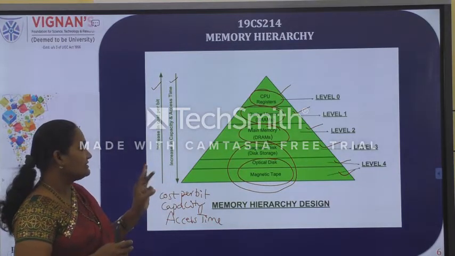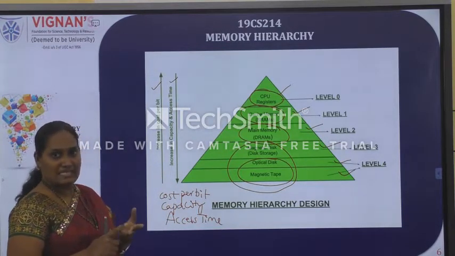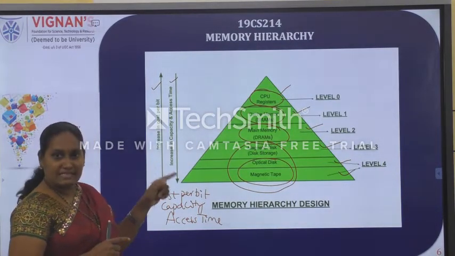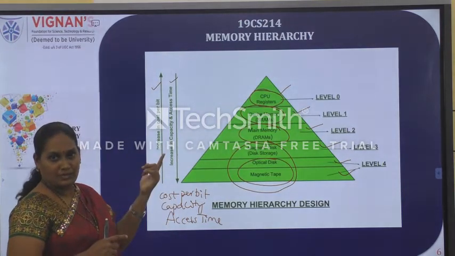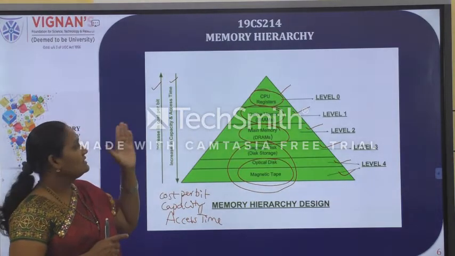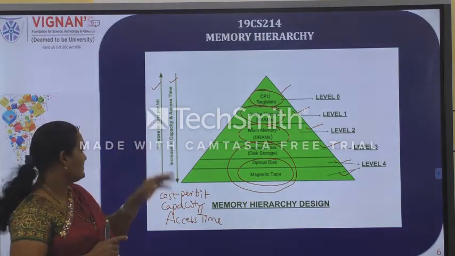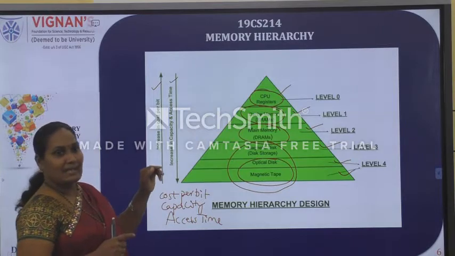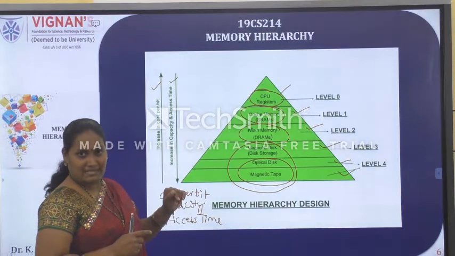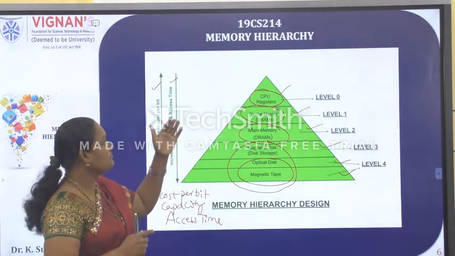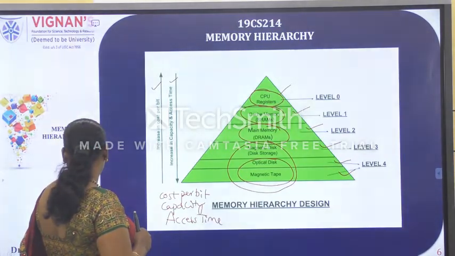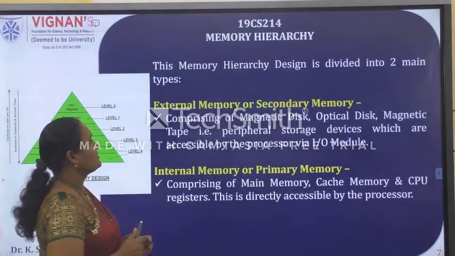Now here we are considering 3 factors. One is cost, second is capacity, and third is access time. Coming to cost, the cost increases from bottom to top. That is, secondary storage devices are less costly and CPU registers are more costly. The capacity increases from top to bottom, and the access time also increases from top to bottom. I hope you all understood the hierarchy of all these memory units.